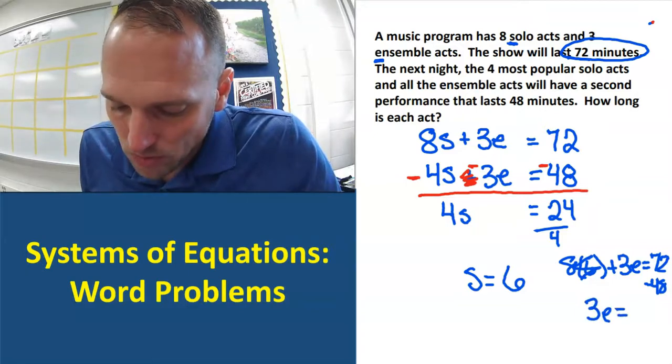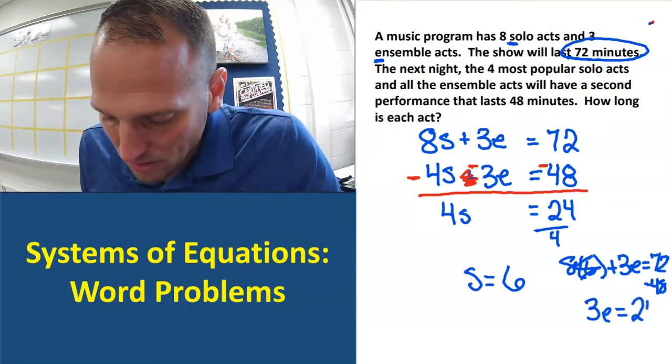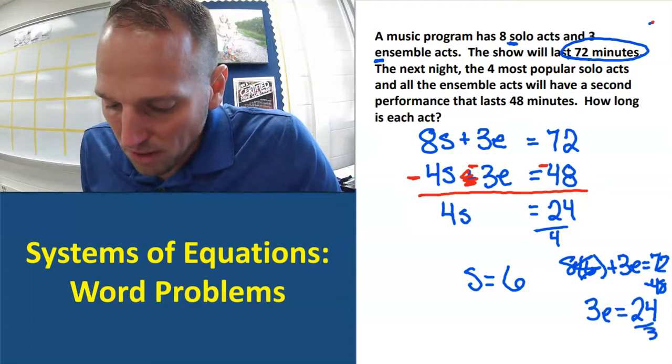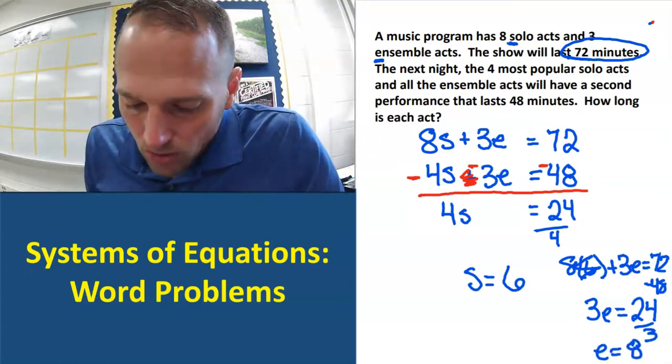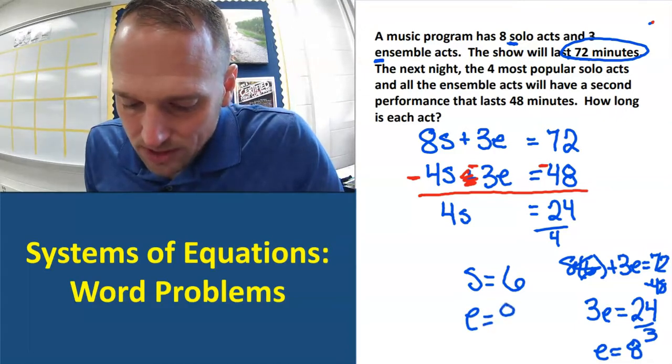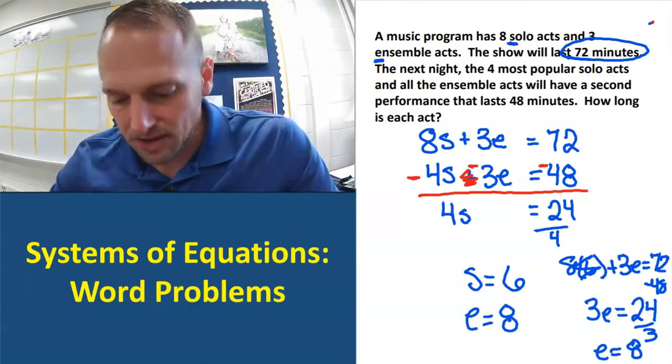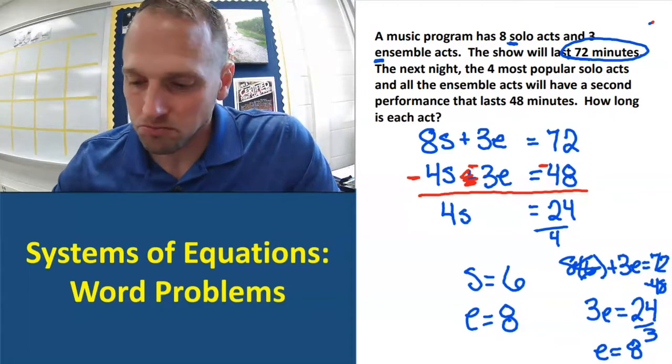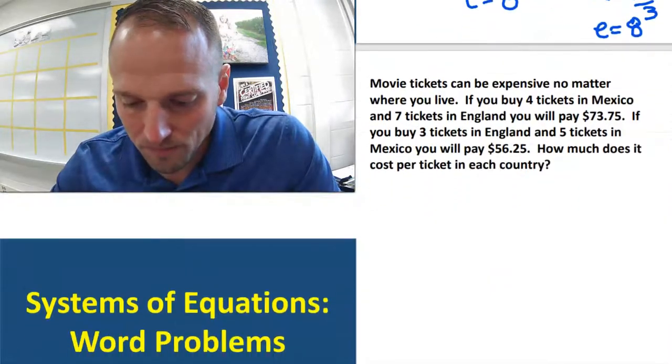3e equals, well, same numbers as last time it looks like. 24 divided by 3, and we'll get e equals 8. So every solo act was 6 minutes, and every ensemble was 8 minutes. All right, let's keep rolling.